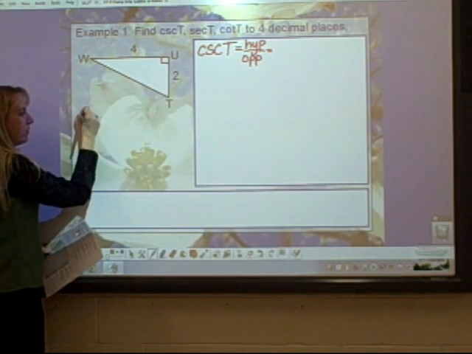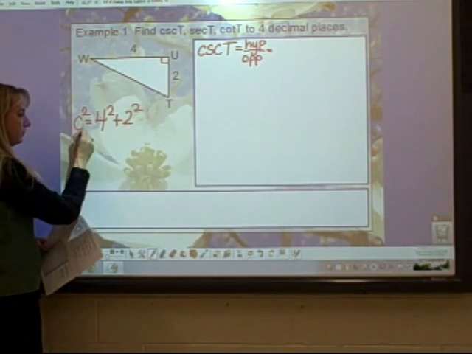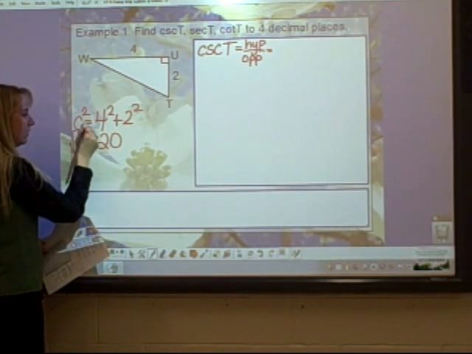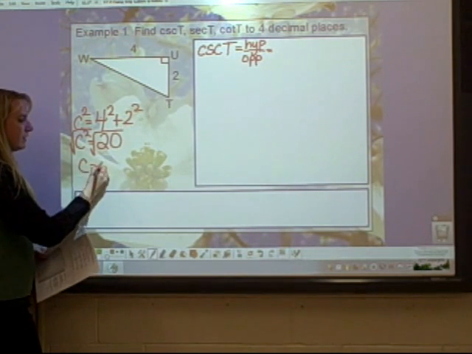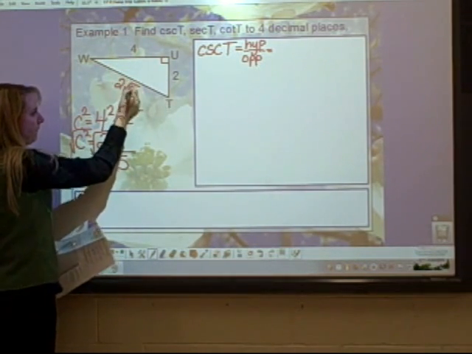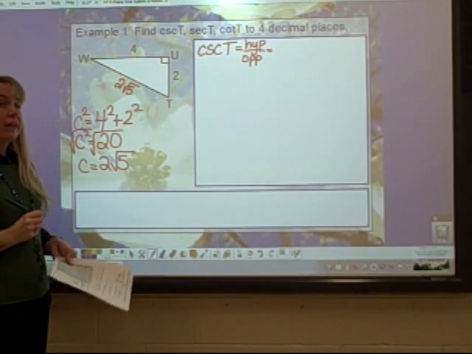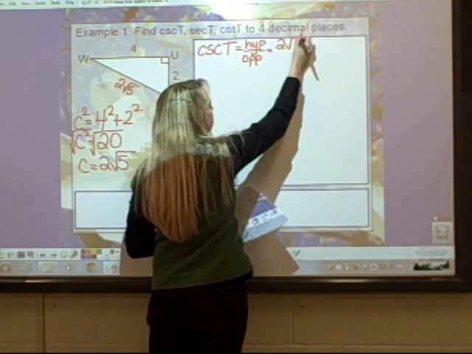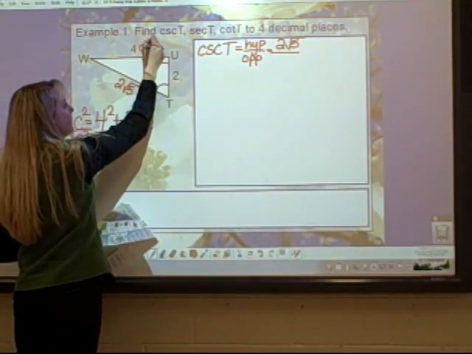So I'm going to do the Pythagorean theorem. I don't know my hypotenuse, so c squared equals the sum of our legs squared. So c squared equals 16 plus 4, which is 20. We square root both of those sides, and then I get c equals 2 root 5. Now I can fill in my ratio. The hypotenuse is 2 root 5. Now from angle t, the opposite is 4.